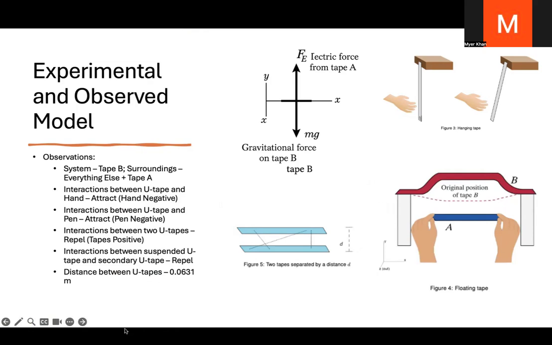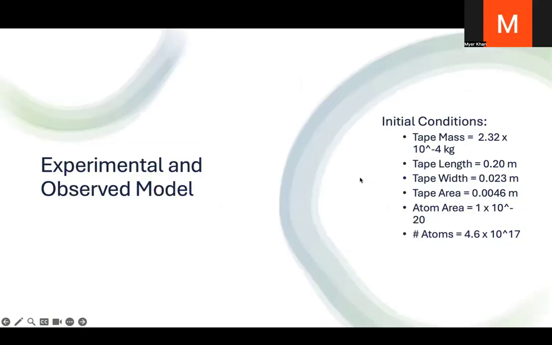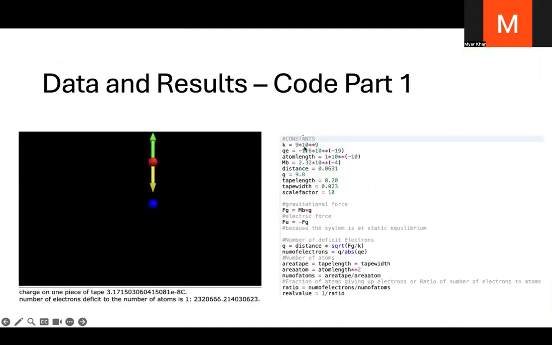And doing that, we found our distance to be 0.631 meters, which helps us into our initial conditions that were used in our computational model. Some more of those included these right here that you will see appear in just a second. Including our Coulomb's constant, our electron charge constant, atom length, and things like that, as well as our conditions that we found right here.